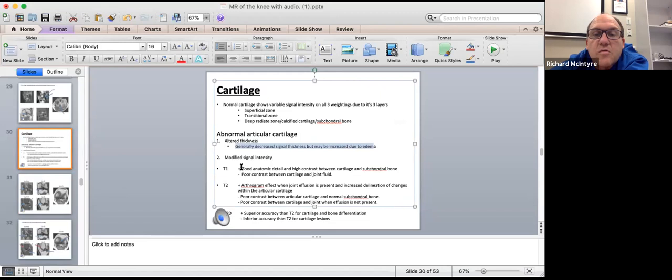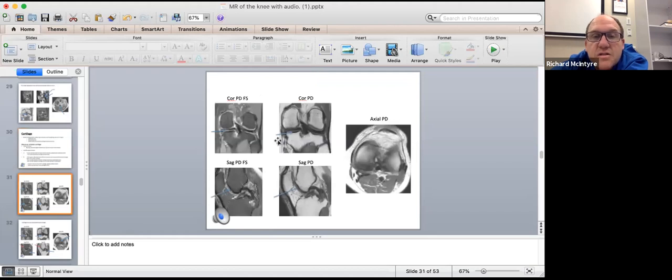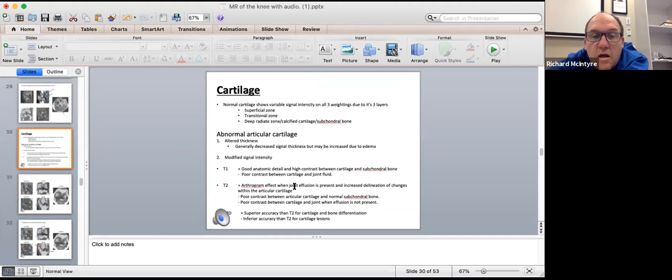We get good anatomical detail and high contrast on T1 weighted images between the cartilage and the subchondral bone. Okay, so between the cartilage and the subchondral bone, we get good differentiation. Okay, on the T2 fat sat, we get good differentiation between the cartilage and the synovial fluid. Okay, so you can have your cake and eat it too. Arthrogram effect when joint effusion is possible.